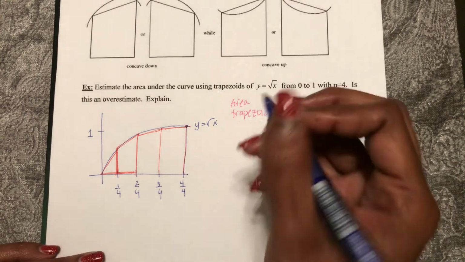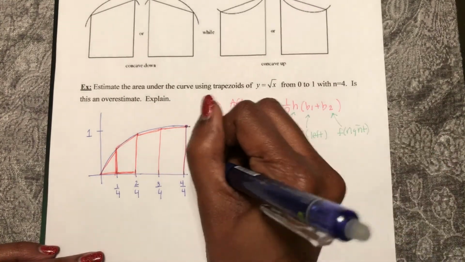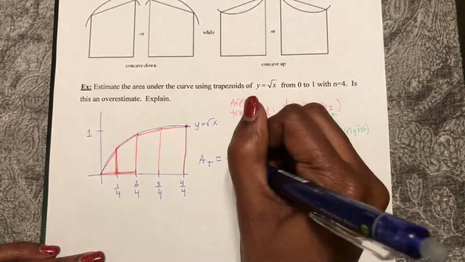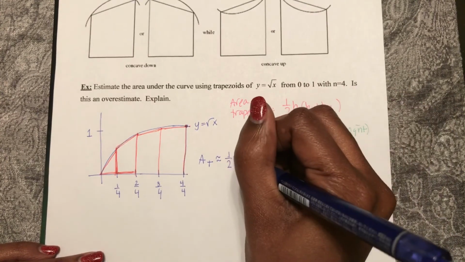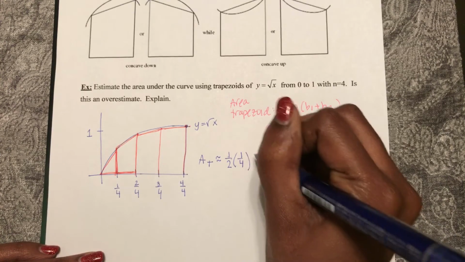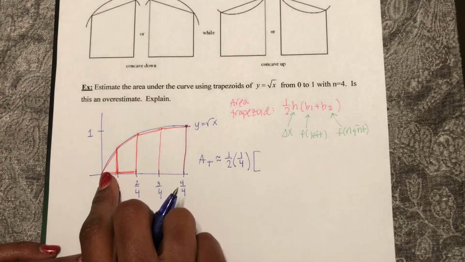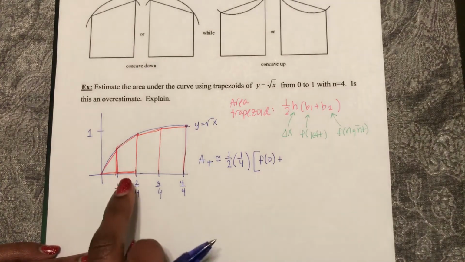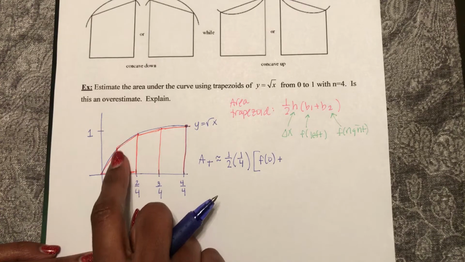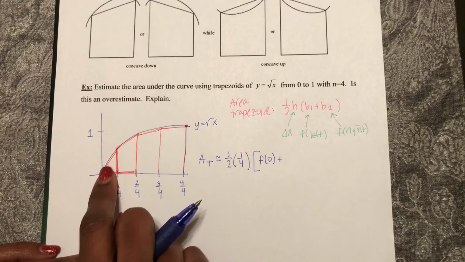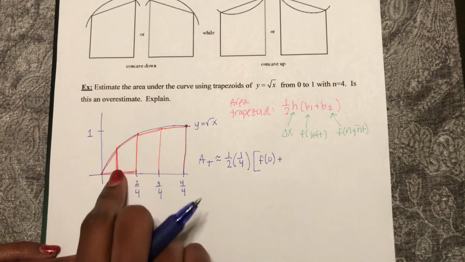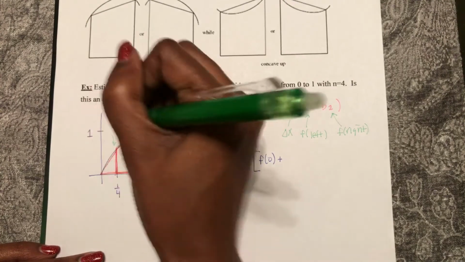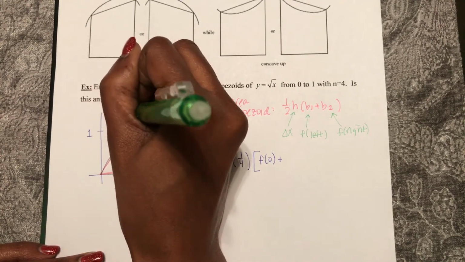So now we can approximate A, using the trapezoidal rule, is approximately 1/2 height, which is delta x, which is 1/4, multiplied by the height here, which is f of 0, plus. Now notice this side here is used both in this trapezoid and this trapezoid, so this side is going to be used twice.